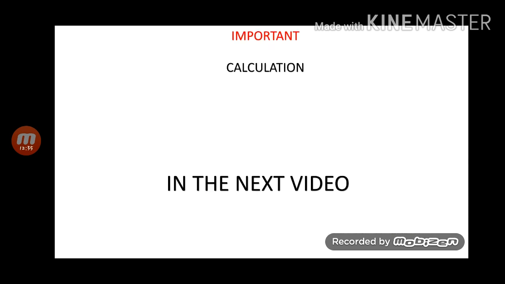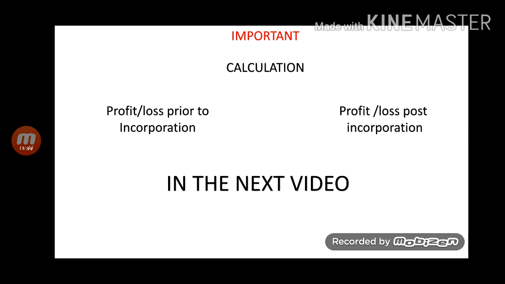Now it becomes very important to see the profit and loss prior to the acquisition process, and also the profit and loss after the incorporation or acquisition, because sometimes the acquisition process might be profitable, and sometimes it might not be profitable, and it becomes very important to check to understand the process. So in the next video I'll be explaining how to calculate profit or loss prior to acquisition and profit or loss post acquisition or incorporation.